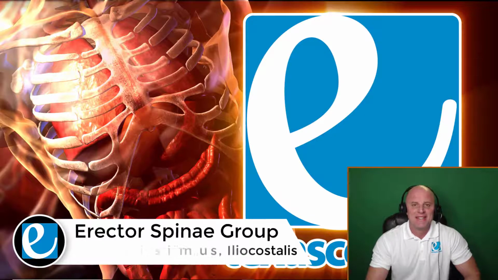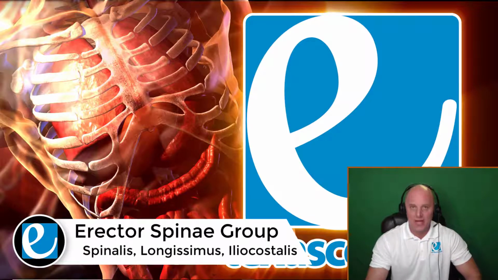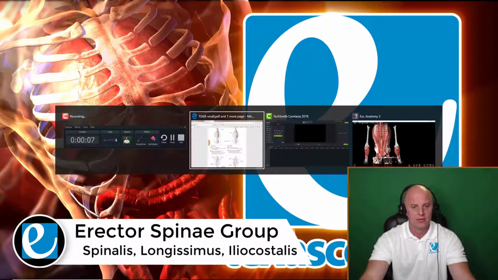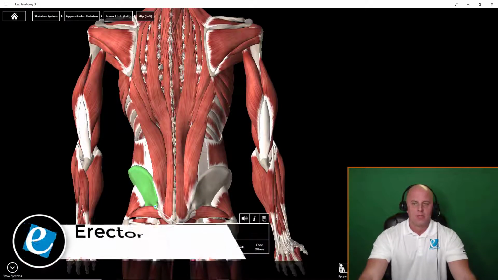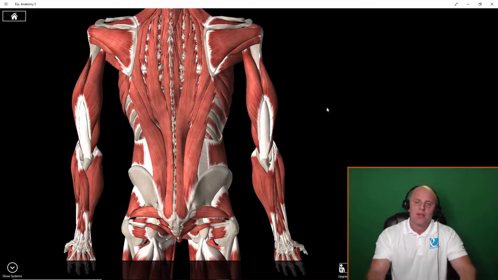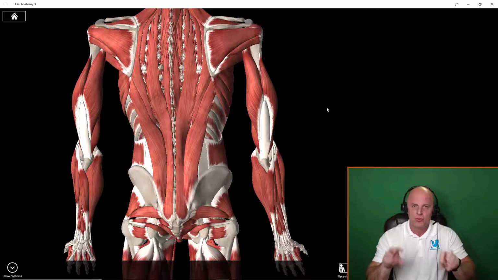Hi, on this slide today we're going to be talking about the thoracic erectors. So let's go ahead and open up our 3D app. All right, so our erectors are the muscles that run parallel to the spine, basically running from the SI joint or the sacrum area all the way up to the occipital region, or the base of the skull.